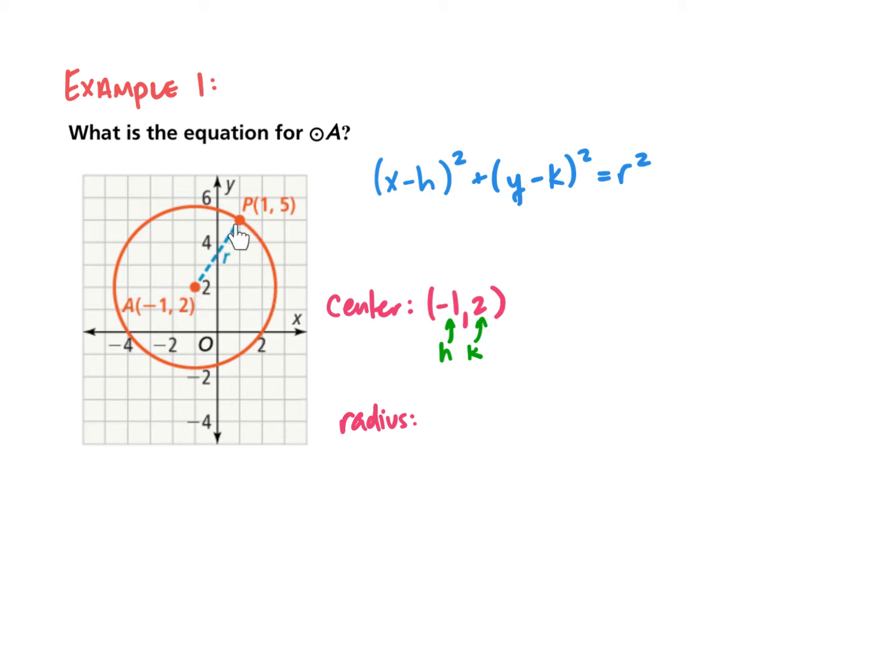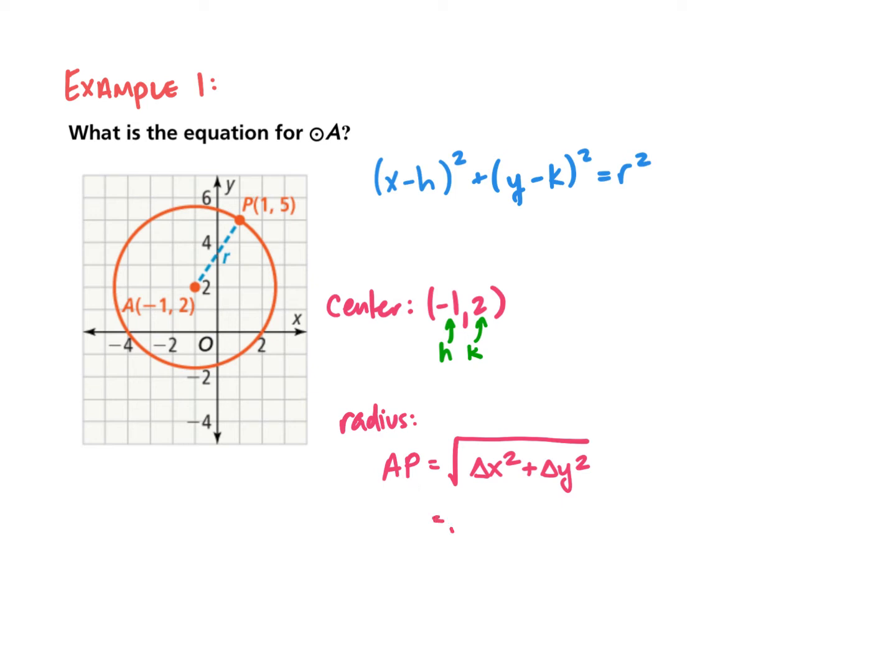Thankfully, I have a labeled point that's on that circle. So what I can do is calculate this distance by using my distance formula for the center and for this random point, 1, 5. So I'm going to find the length of segment AP. To define my radius, I need to find the length of AP. So I'm going to use my big distance formula, which is the square root of the change in x squared plus the change in y squared. And these x's and y's are the coordinates for A and P.